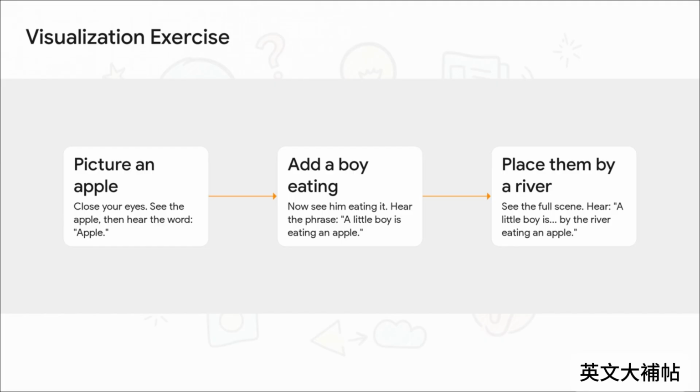And for the last step, let's put them somewhere. Picture them by a river. See the whole scene and hear the full sentence. A little boy is standing by the river eating an apple. You feel that? That direct link you just made between the sound and the image? That's the whole engine behind this method.